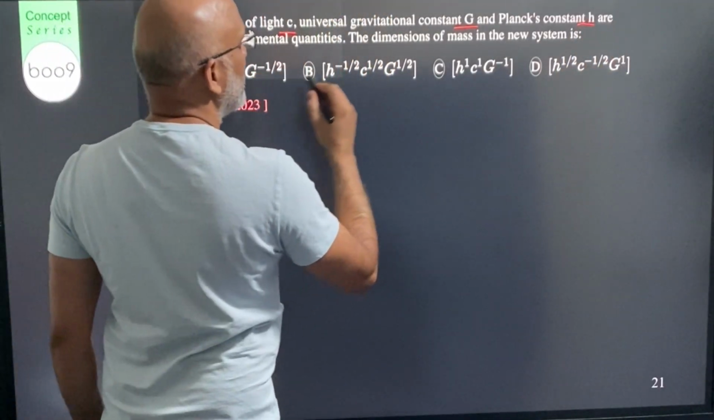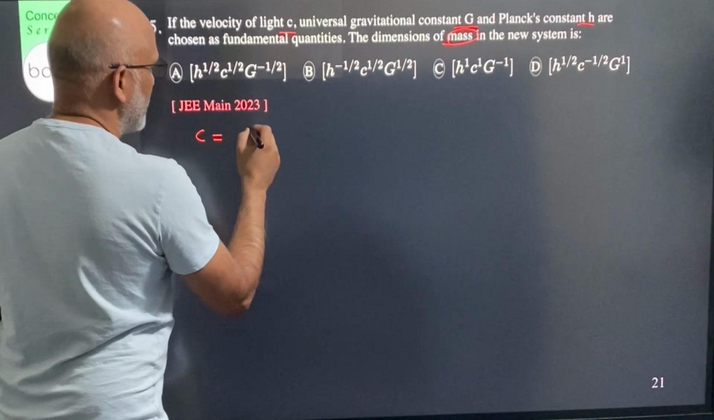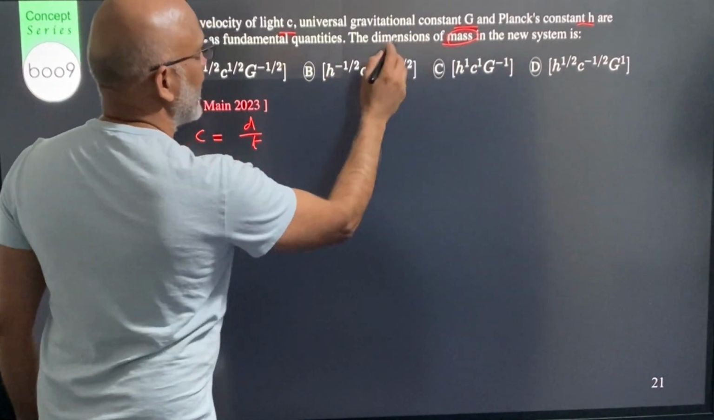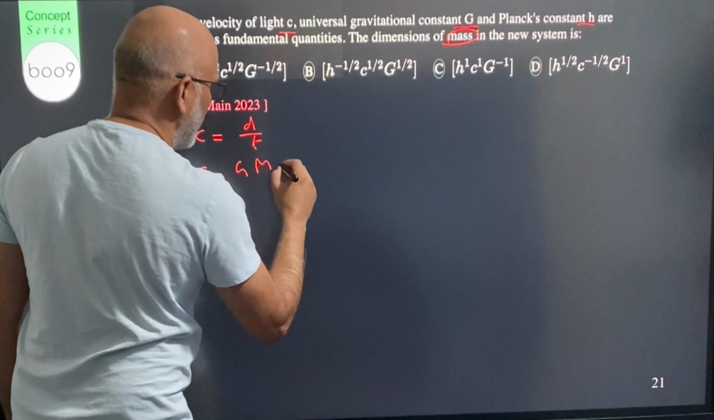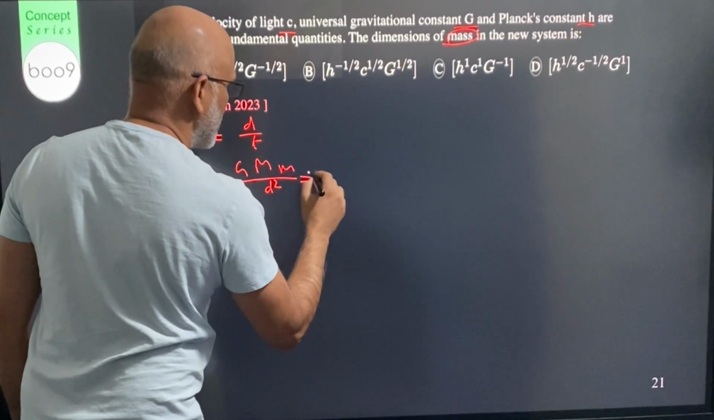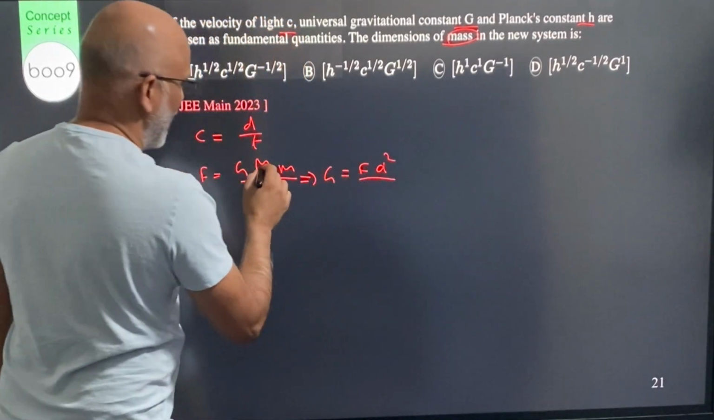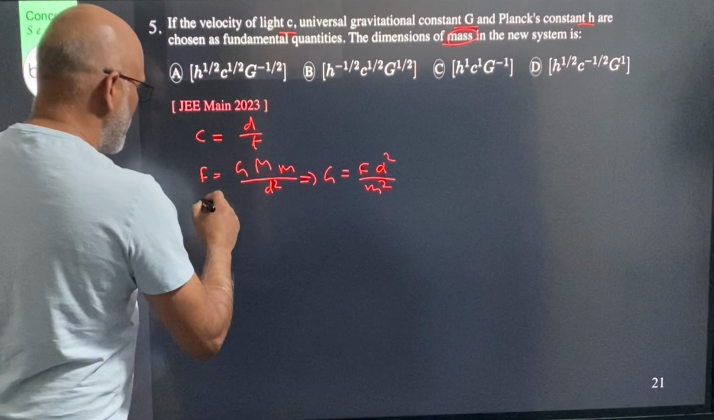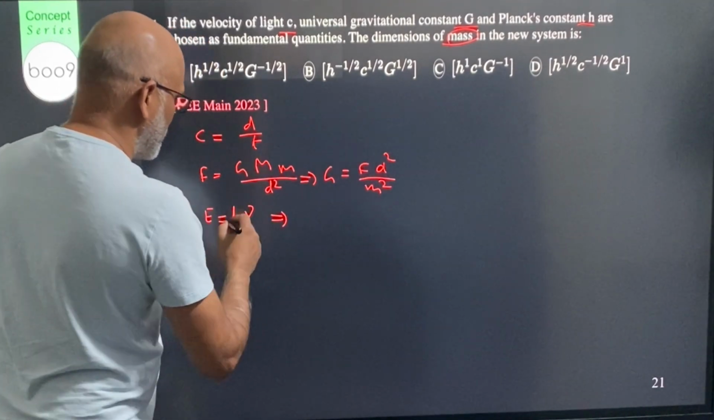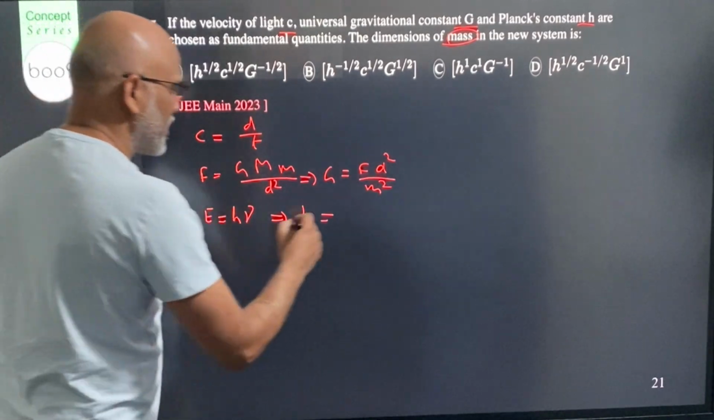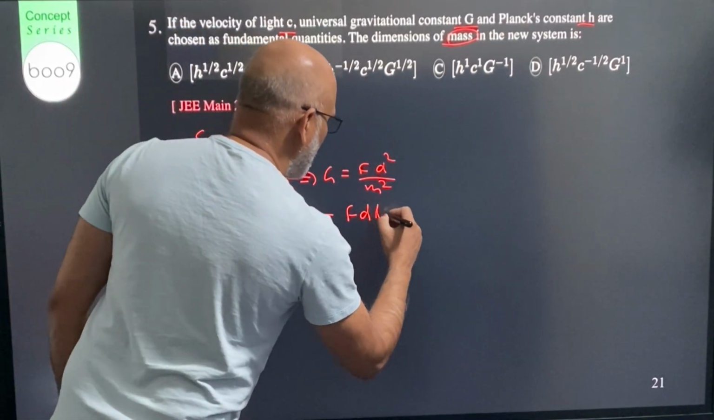chosen as fundamental quantities, the dimension of mass in this new system is. All right, so let me write down the formulas first. C is distance over time, and g comes from the force of gravitation, G m squared by d squared. So this gives me g is equal to f d squared over m squared basically. Okay, h comes from the equation E is equal to h nu, where nu is the frequency, so this gives me h, and energy is the same as work, that is force times distance, and frequency is 1 over time, so the time goes up, so this will be f d t.